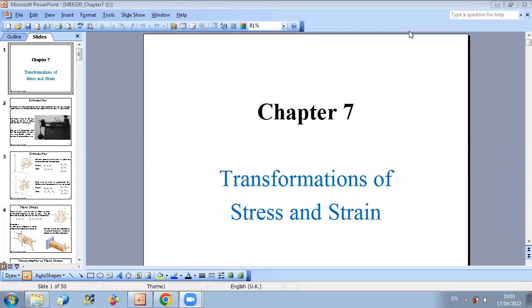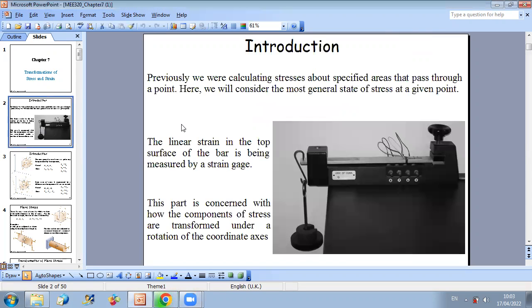In this chapter, we'll talk about transformations of stress and strain. We have already calculated stresses about specified areas passing through a certain point. In this chapter, we will consider the most general state of stress at a given point.